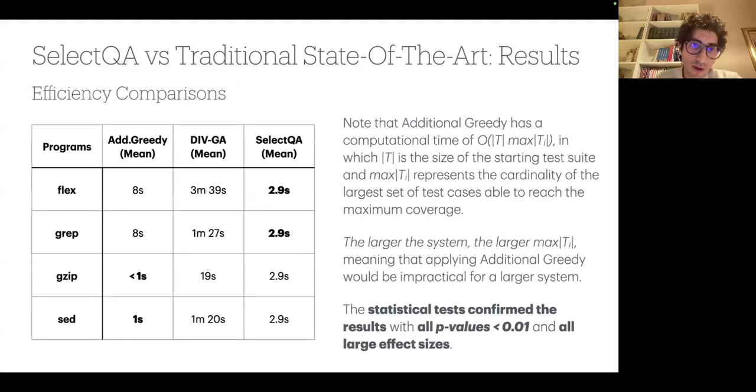Regarding the efficiency comparisons, also here SELECTQA won in 2 out of 4 cases. In the other 2 cases, additional greedy won. But we have to consider that additional greedy, as I said at the beginning of the presentation, has high computational complexity, which makes it unfeasible in real-world scenarios. In fact, it won in the 2 programs that were the smallest ones. On the other hand, SELECTQA performed consistently, regardless of the size of the problem, and these results were also statistically confirmed by the statistical tests.